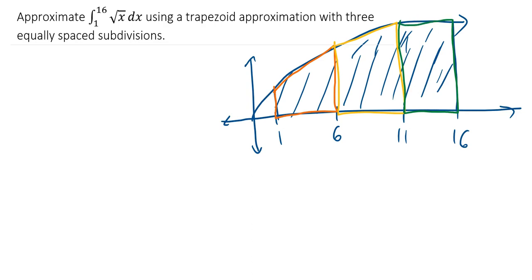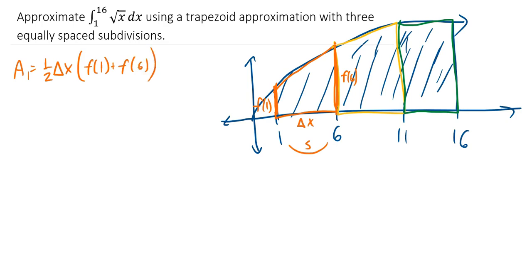The first trapezoid has a base of, I'm just going to call it delta x for now. I can see it's 5. From 1 to 6 is a length of 5. I'll call it delta x just so I'm a little formulaic. The height of this side is f of 1. The height of this side is f of 6. So the area of my first trapezoid is 1/2 delta x times f of 1 plus f of 6.